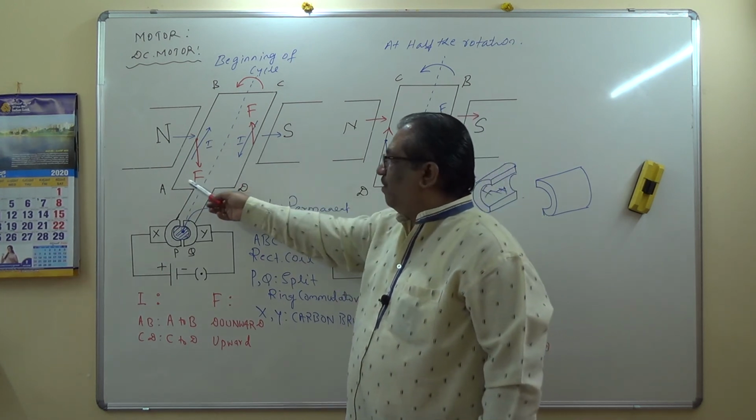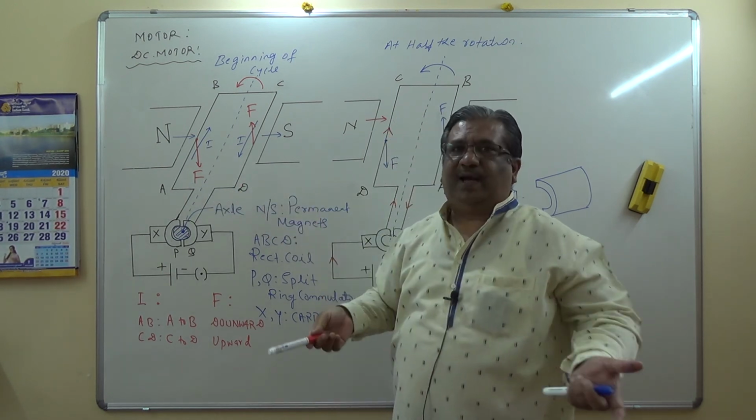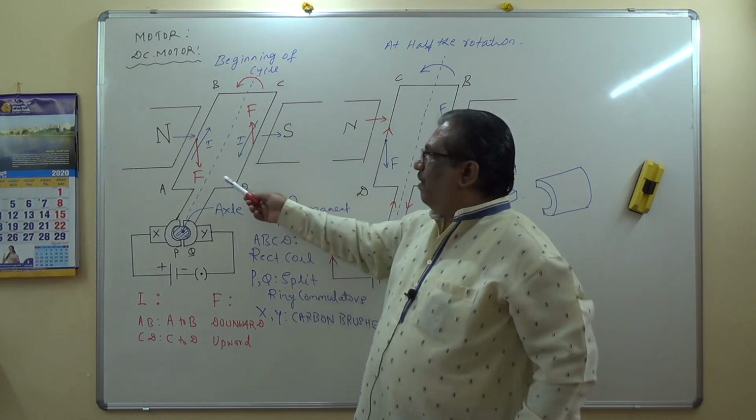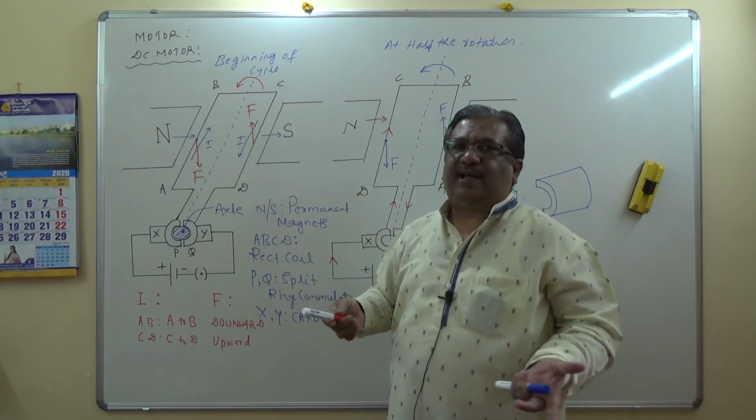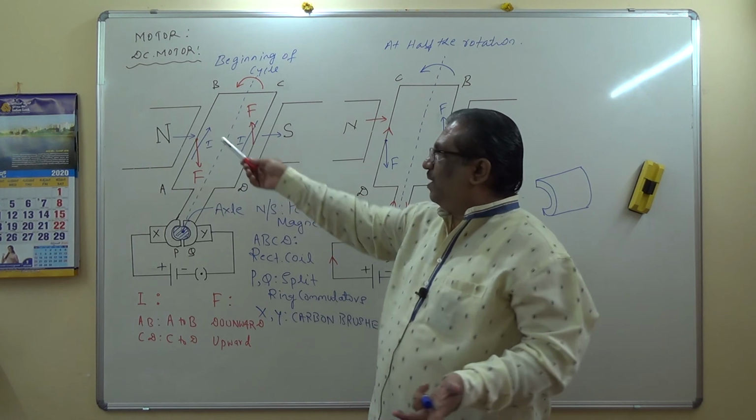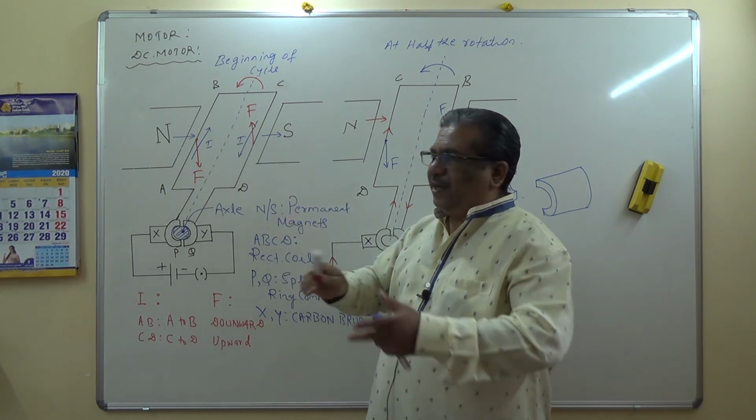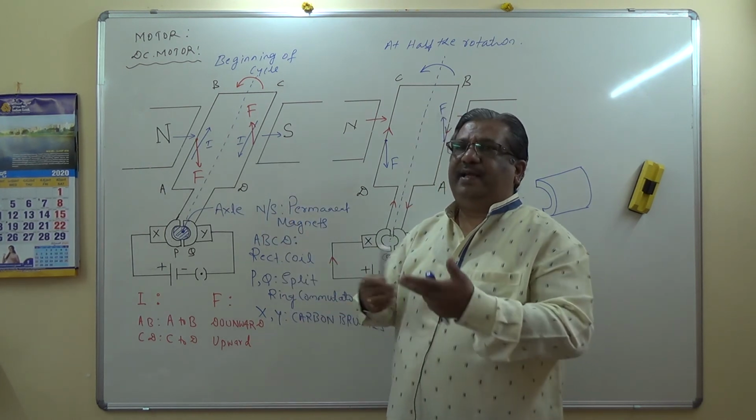There is a limitation. You cannot increase the area only of the ABCD coil. Instead of that, you go for many such rectangular armature coils. You know, there is one rectangular coil over here and you can have many of them. Thereby the area also increases.